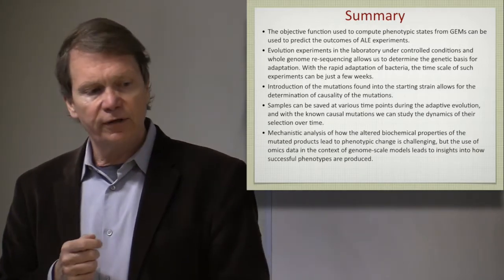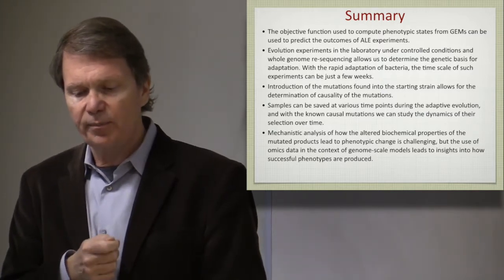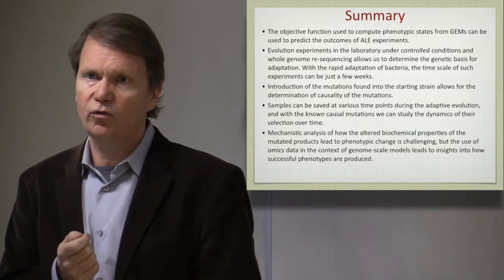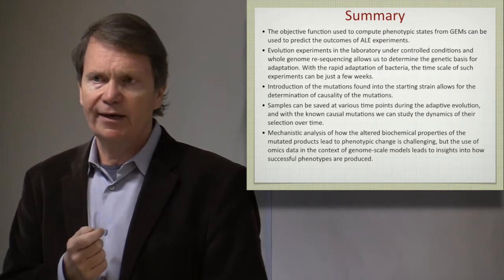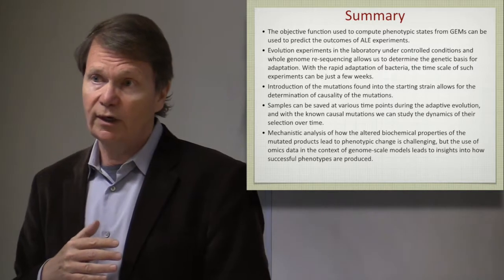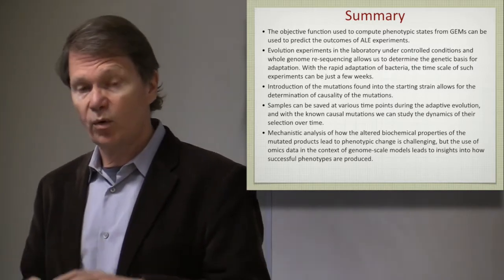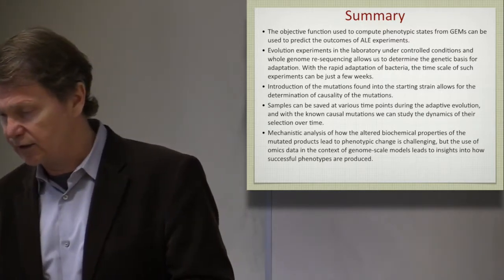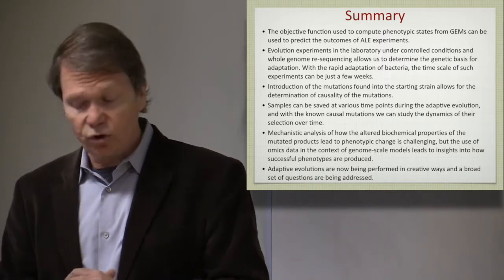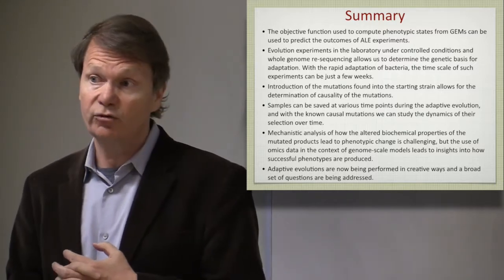It's very tough to find out how a mutation changes the properties of a molecule, of an enzyme, DNA molecule, RNA molecule, and so forth, because the mechanisms are just complicated. But mapping omics data onto a reconstructed network is helpful and helps you understand how a cell economizes its state. And more adaptive evolutions are being done now in creative ways, and a broad set of questions is being addressed.